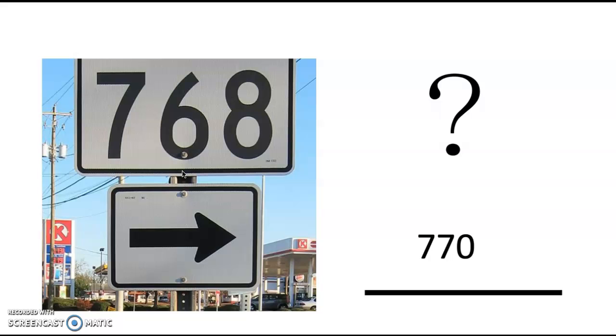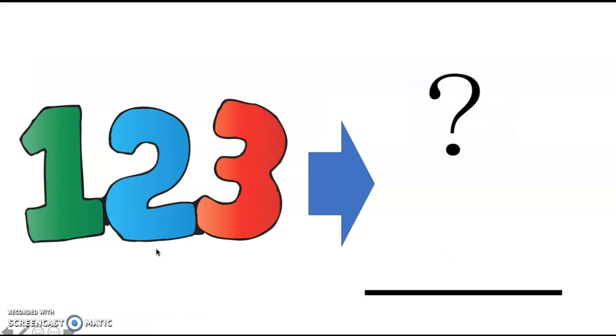Did you say 770? If you did, you are correct. And that's because the 8 is 5 or more, so then we add 1 more to the tens column, so it would be 770. And if we saw it on the number line, we know that 768 is closer to 770 than to 760. How about this one?